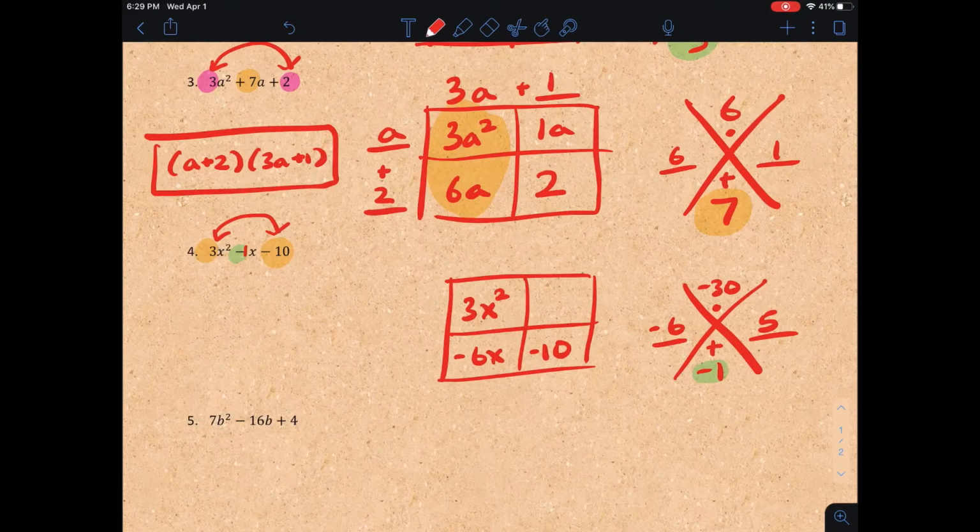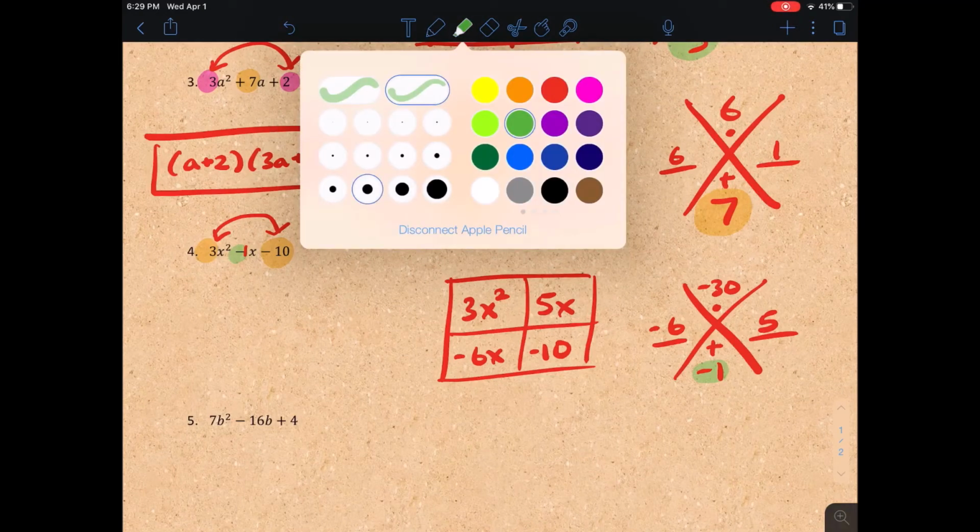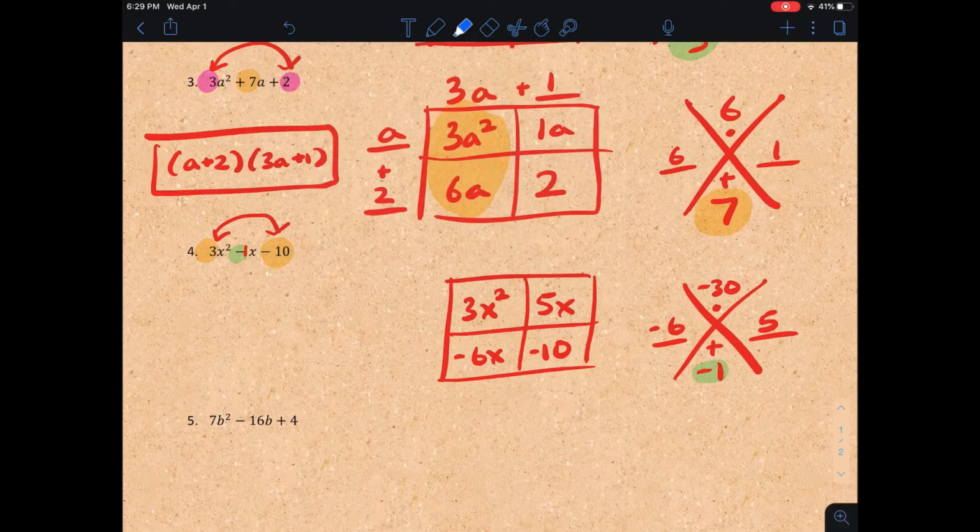So what that tells me is that I'm going to have negative 6x here, and I'm going to have 5x here. Hopefully you got it up to this point, but we still have a ways to go, right? What I'm going to do next is pick a row or a column. It doesn't matter. Here I'm going to pick this first row. And I'm going to ask myself, what is the greatest common factor? Now, when you look at the numbers 3 and 5, the greatest common factor is just 1, right? When you look at x squared and x, the greatest common factor is x. So my GCF is 1x, or simply just x.